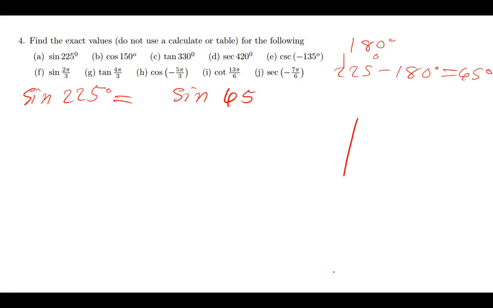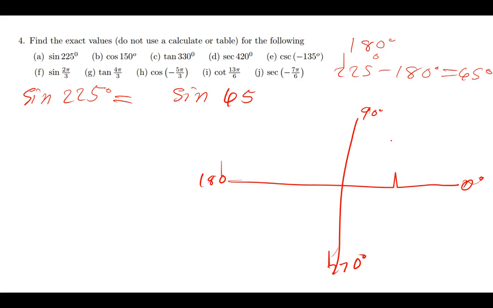We have to look at the quadrants. So we know that if this is 180 degrees, that is 90 degrees, this is 0 degrees, and then this is 270 degrees. Angles move from the positive x-axis going anti-clockwise. So if this is 0 degrees, this is 180, it means that 225 is somewhere there.